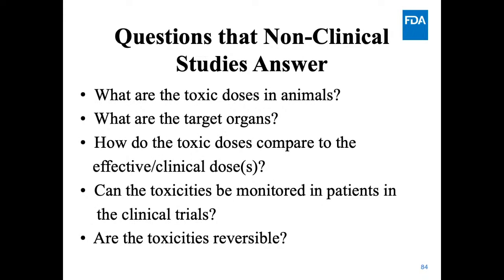What are the toxic doses in animals? What are the target organs? How do the toxic doses compare to the effective clinical dose? Can the toxicities be monitored in patients in the clinical trials? And are the toxicities reversible?